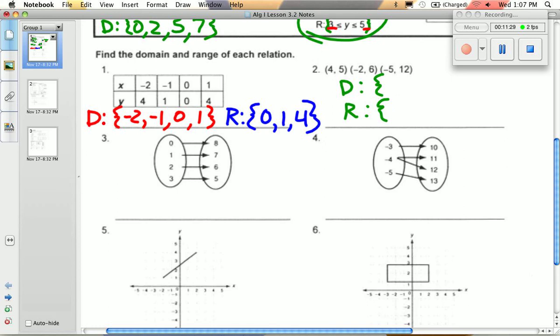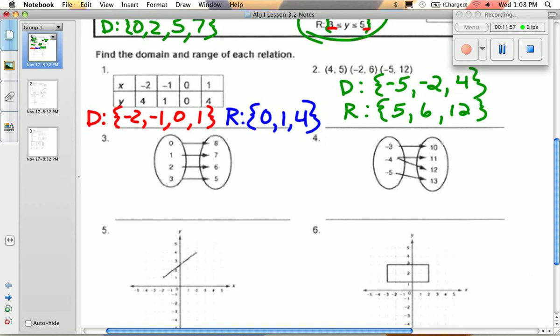Okay, who wants to share their domain? Justine? -5, -2, and 4. Okay, -5 is the smallest, -2 and 4. Okay, those are all of the x values. Okay, Aubrey, how about the range? 5, 6, and 12, in least to greatest. Good job.